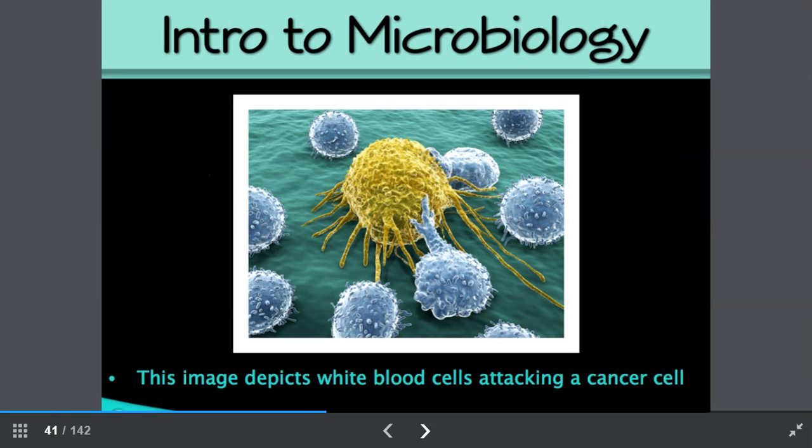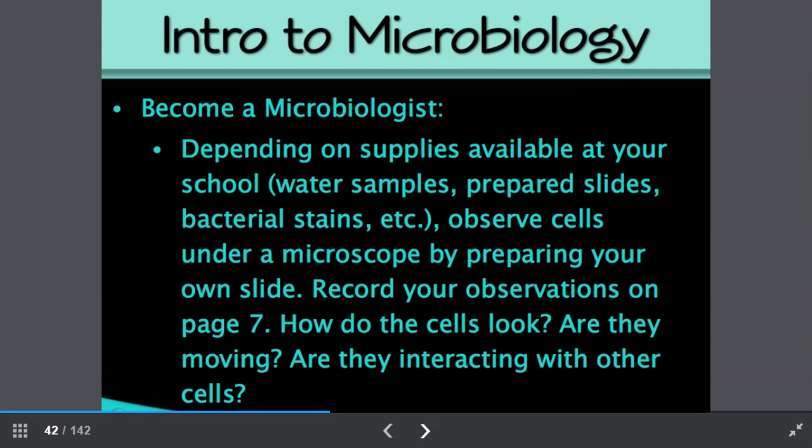Look at the picture at the top of page 7. This image depicts white blood cells attacking a cancer cell. White blood cells are an important part of the human immune system. We're going to be talking about becoming a microbiologist, and we will be doing either a hands-on lab when we get together in person in school or a virtual lab with your teacher. Your teacher will instruct you about how to complete the chart on page 7, where you have investigating cells.